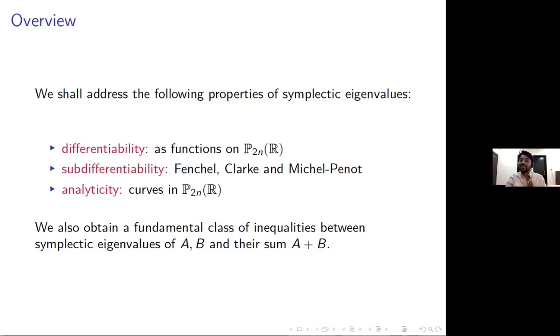And as an application of our analysis, we also give a fundamental class of inequalities between symplectic eigenvalues of two matrices A, B and their sum. We will also see that these inequalities generalize some previously known inequalities for symplectic eigenvalues.